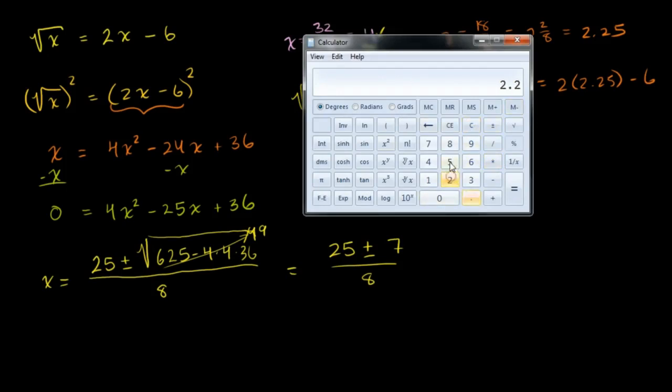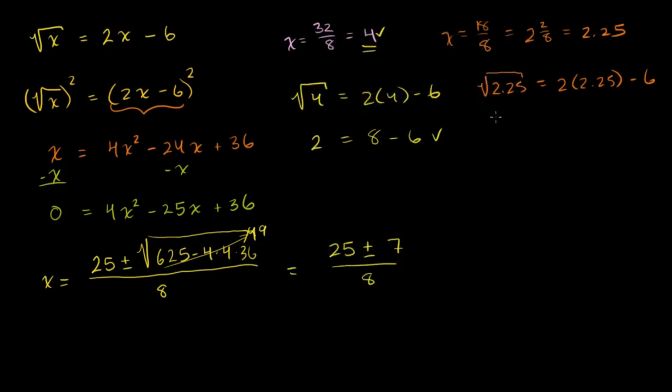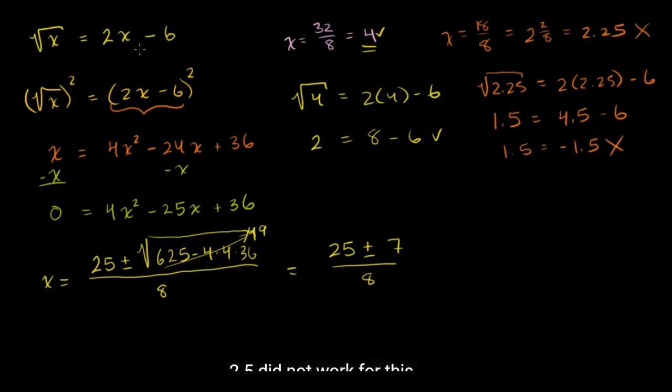So 2.25, take the square root, it's 1.5. The principal root is 1.5. Another square root is negative 1.5, so it's 1.5. And then according to this, it should be equal to 2 times 2.25, which is 4.5, minus 6. Now, is this true? This is telling us that 1.5 is equal to negative 1.5. This is not true. 2.25 did not work for this radical equation. We call this an extraneous solution.